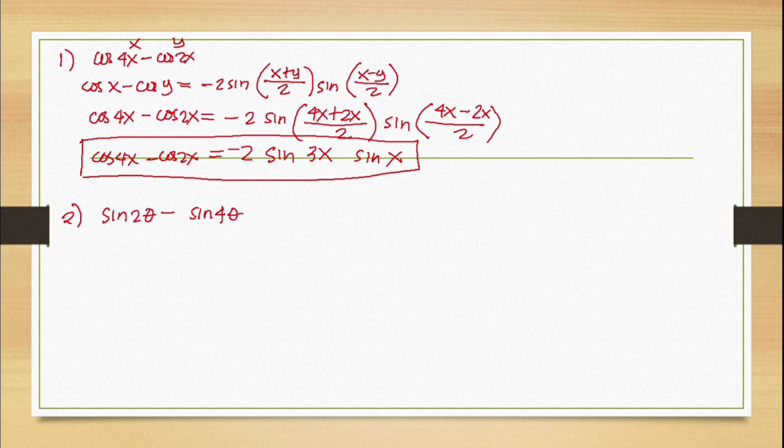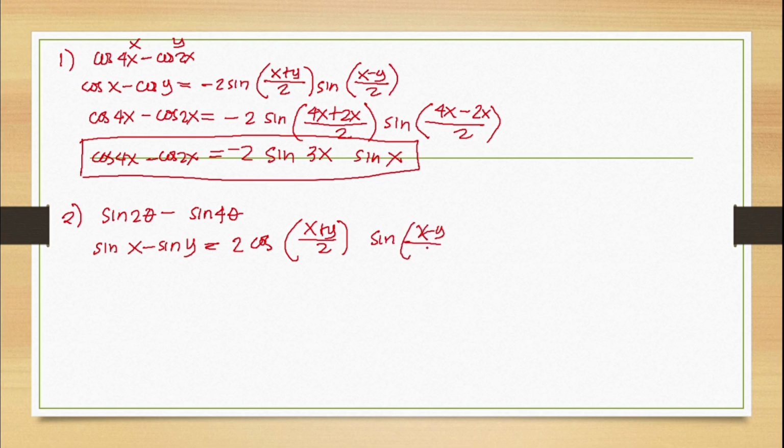So we have here sine x minus sine y. The form of this one is sine x minus sine y, which equals 2 cosine of (x plus y) over 2 times sine of (x minus y) over 2. So we have here our x and this is our y.